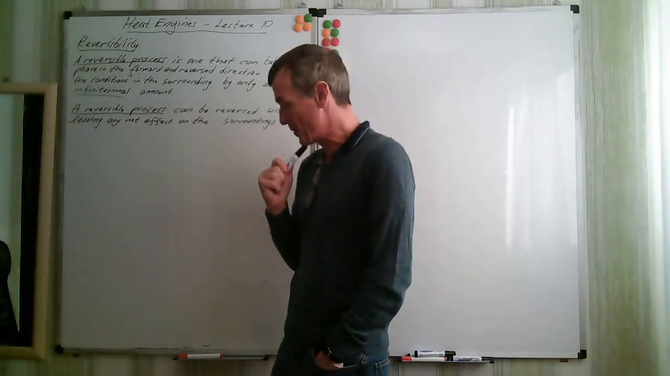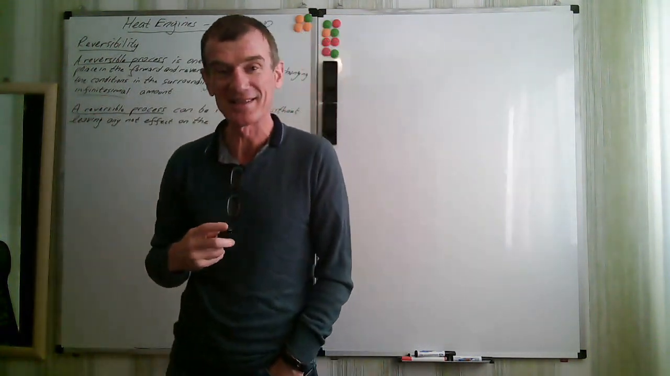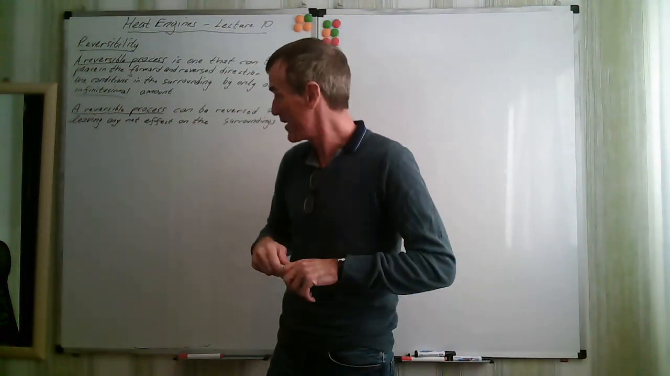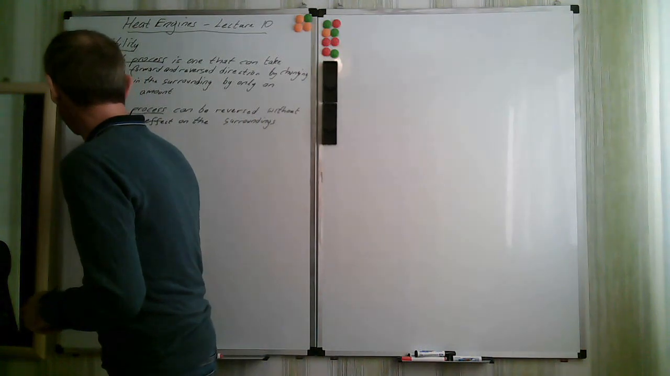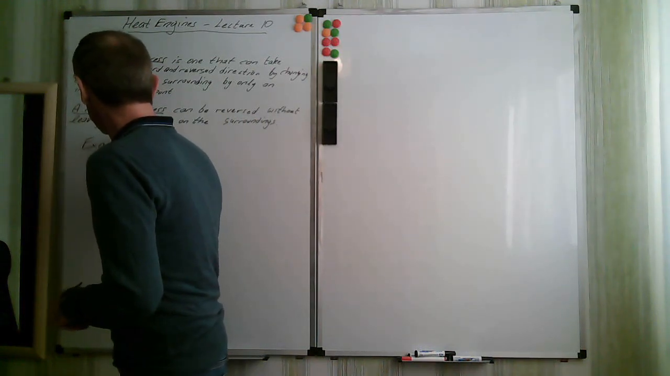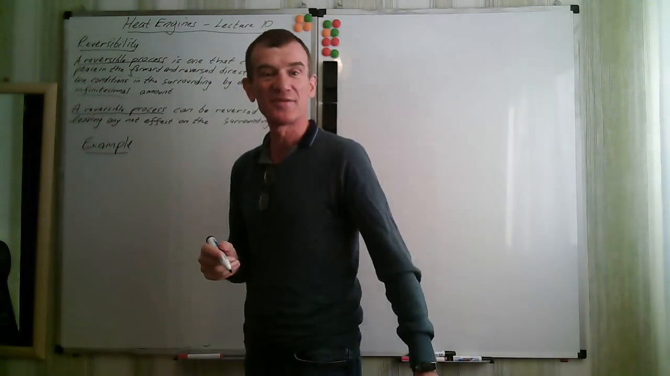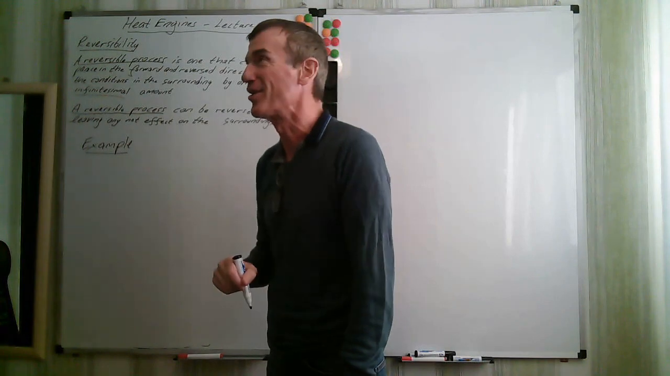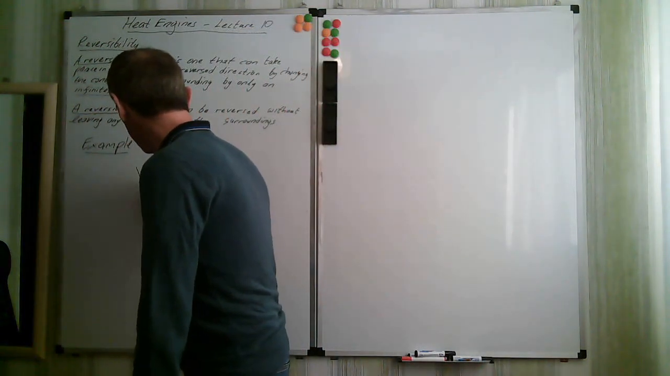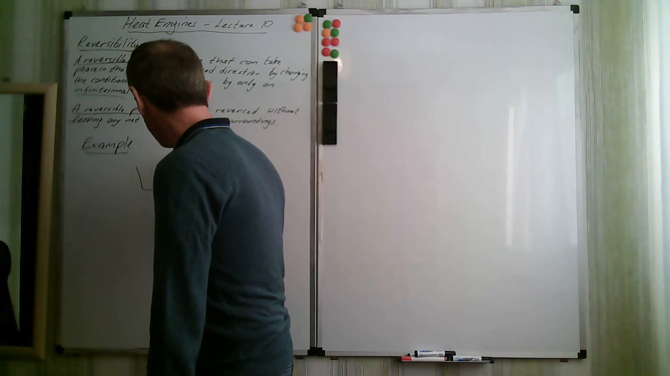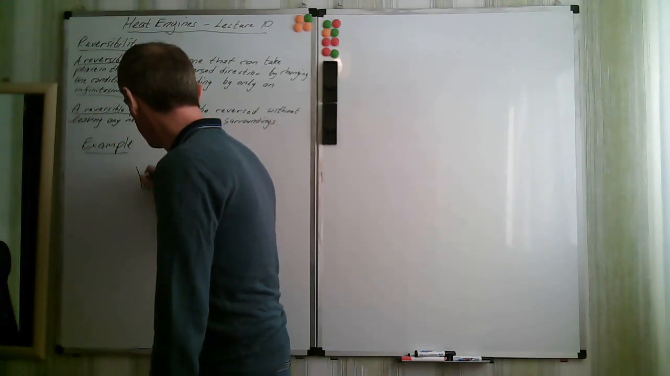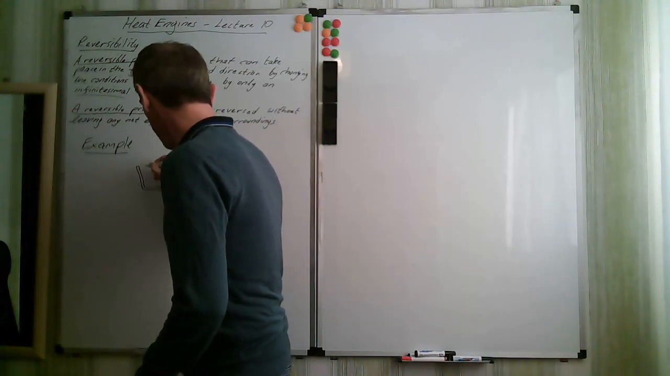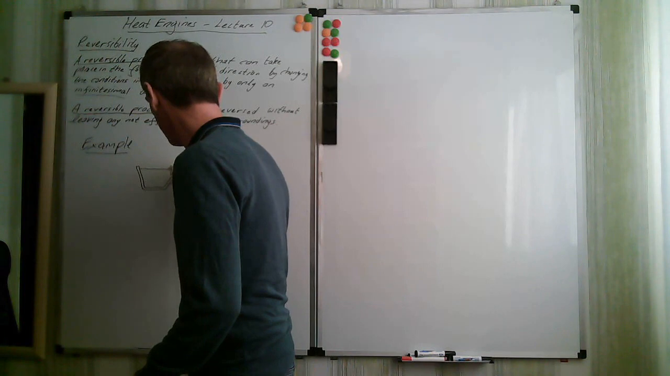But I want to have a look at whether we can recognize reversible processes. It's fairly easy to recognize them. So let's consider some examples, and let's think of a very simple thing. We've got a coffee cup with hot coffee. This is my cup, with my little handle, and in there I've got some hot liquid.